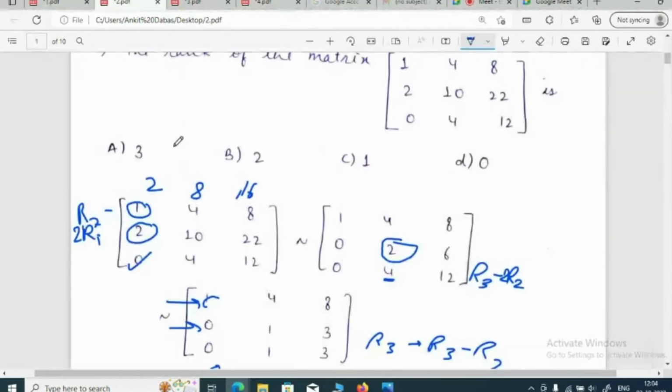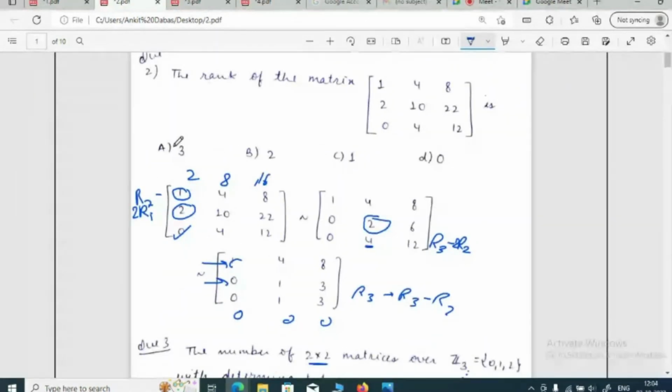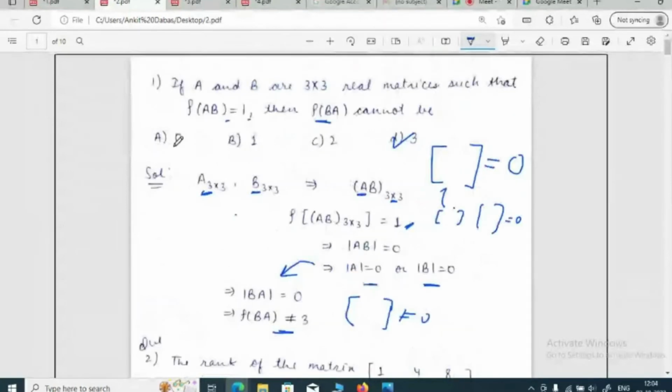These are most of the questions which are asked in these sections. If you have any doubt, you can ask.